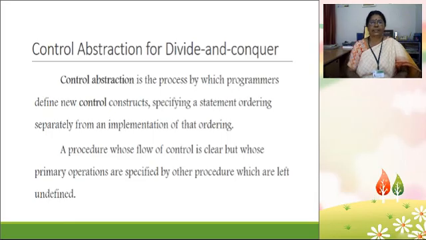So the control abstraction is an abstraction of the steps of divide and conquer. It's the process by which programmers define new control constructs, specifying a statement ordering separately from an implementation of that ordering. To be specific, control abstraction means a procedure whose flow of control is clear but whose implementation, the primary operations necessary to implement the function, are not specified explicitly. So let us write the control abstraction for divide and conquer.